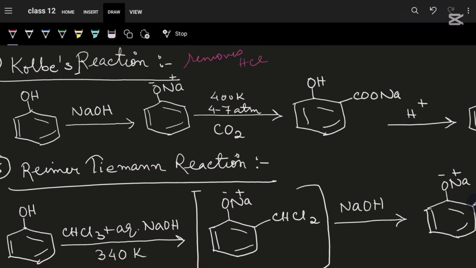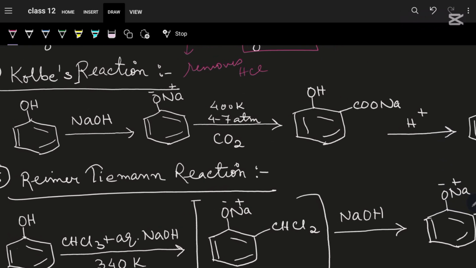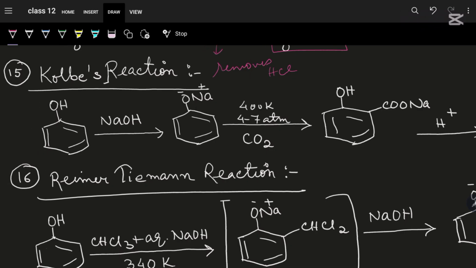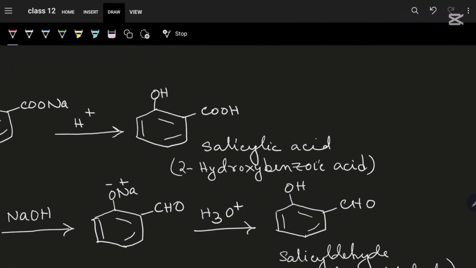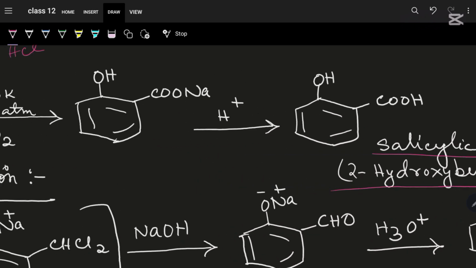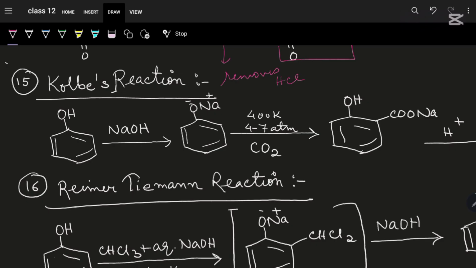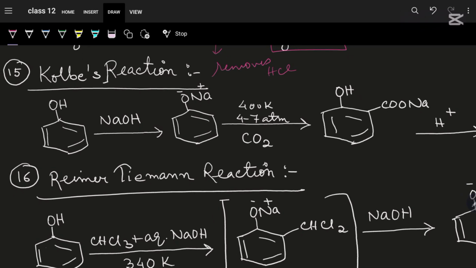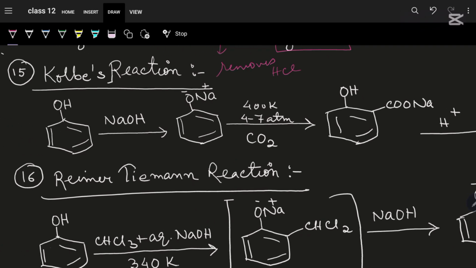Next is Kolbe reaction. Now Kolbe reaction and Kolbe electrolysis, both are different reactions. In Kolbe reaction you can obtain salicylic acid, that is 2-hydroxybenzoic acid, from phenol using NaOH forming sodium phenoxide. Why it is actually required to form sodium phenoxide is that CO2 is a weak electrophile. It's a weak electrophile.